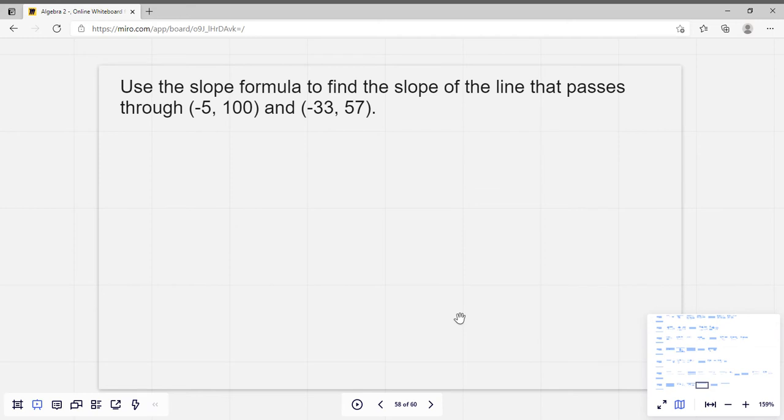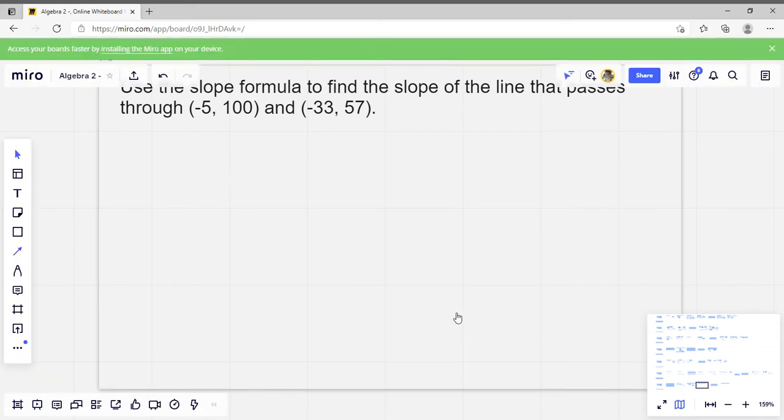Use slope formula to find the slope of the line that passes through -5, 100, -33, 57. Rise over run, I'm going to do my y value first. How far did I move from 100 down to 57? Well, I moved negative. I'm going down. I started at a big number and ended up at a smaller number. To go from 100 to 57, I had to move 43 spaces. So 100 minus 57 would be 43.